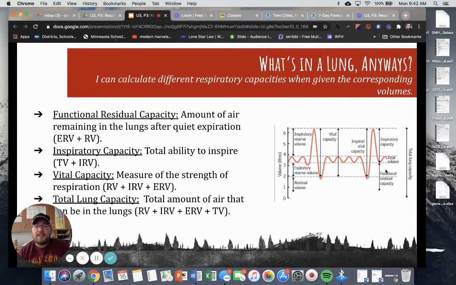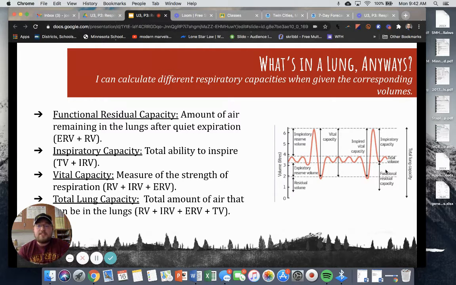Your inspiratory capacity is the total ability to inspire or inhale. Okay, so that's going to be your tidal volume, so your resting normal volume of air in and out, plus your inspiratory reserve volume. So that's going to be however much you can take in maximally. So that is my inspiratory capacity if I sum together my normal breath and that large inhale, okay?